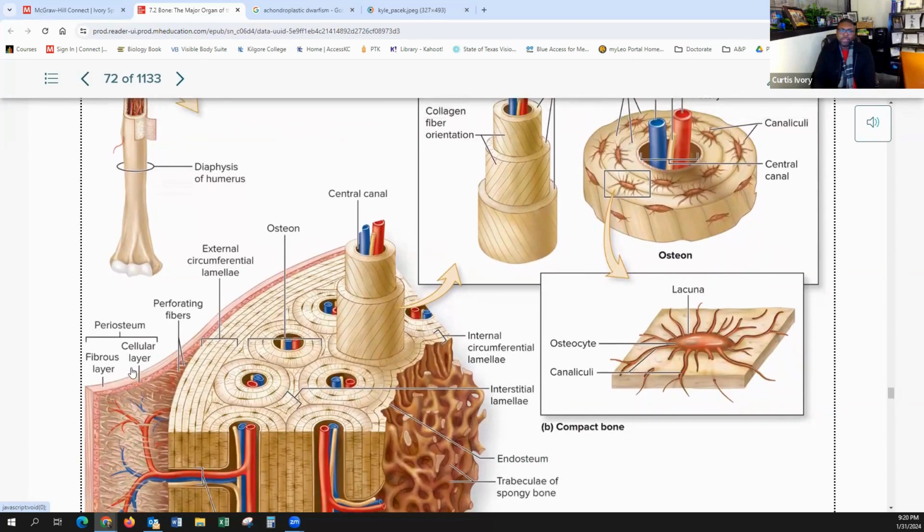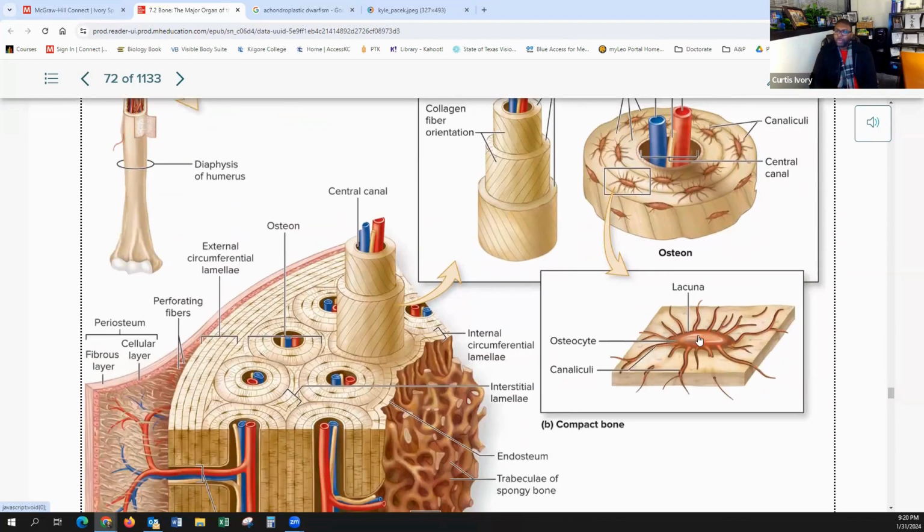Here we have the periosteum, which has a fibrous layer and a cellular layer. But remember that the fibrous layer is made out of dense irregular connective tissue. It has what are called perforating fibers, which act like Velcro, making it stick to the side of the bones. And then we have the external circumferential lamellae, which are essentially just the rings that wrap around the bone.